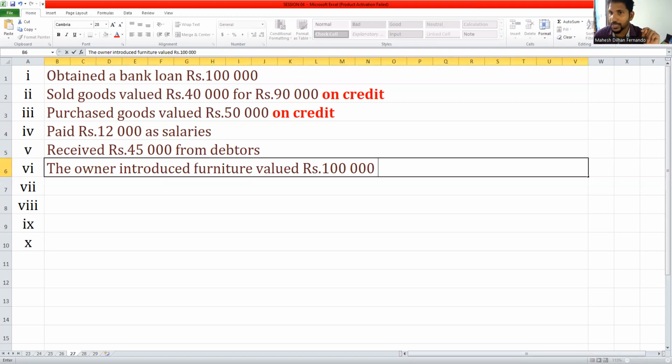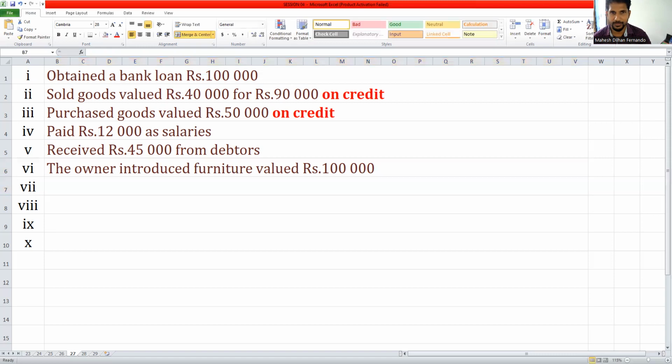Yeah, you can use, very good at this. You can say the owner invested furniture 100,000. Very good, very good. You can use it. The owner invested furniture value to rupees 100,000. Perfect.